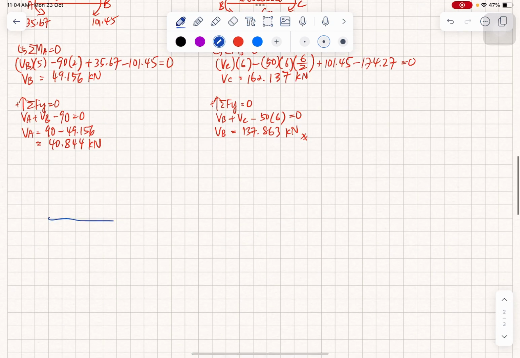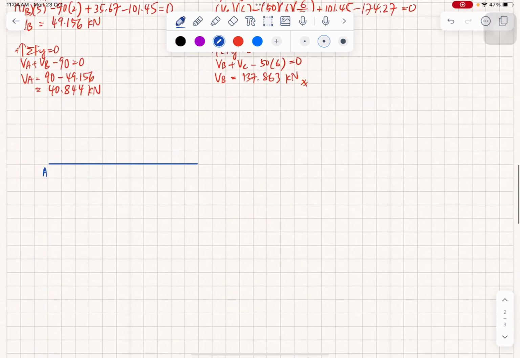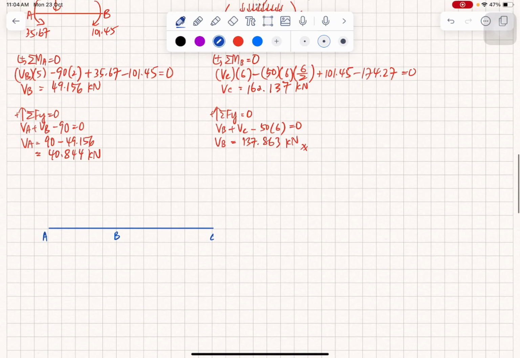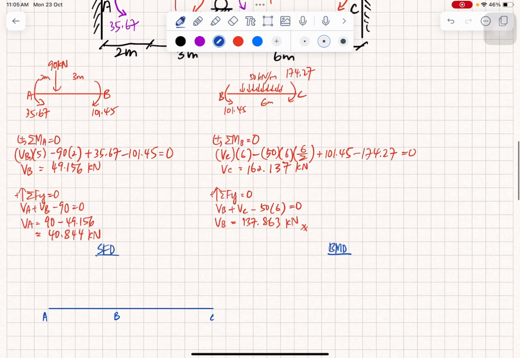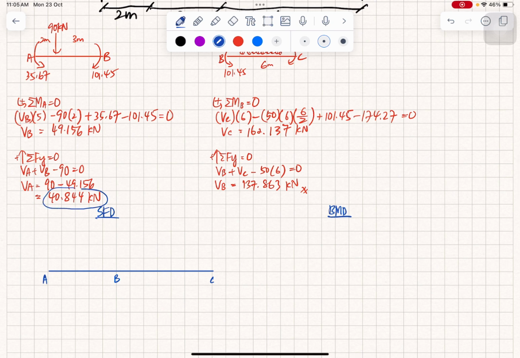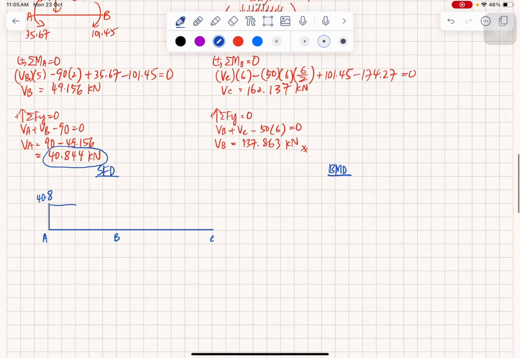So after we obtain these values, can we draw the shear force and bending moment diagram? Yes, of course. So this is A, B, C. The first one is the shear force diagram, and another one here is the bending moment diagram. For A, let us start at 40.844, somewhere here. Is there any force? No, so it remains a horizontal line.